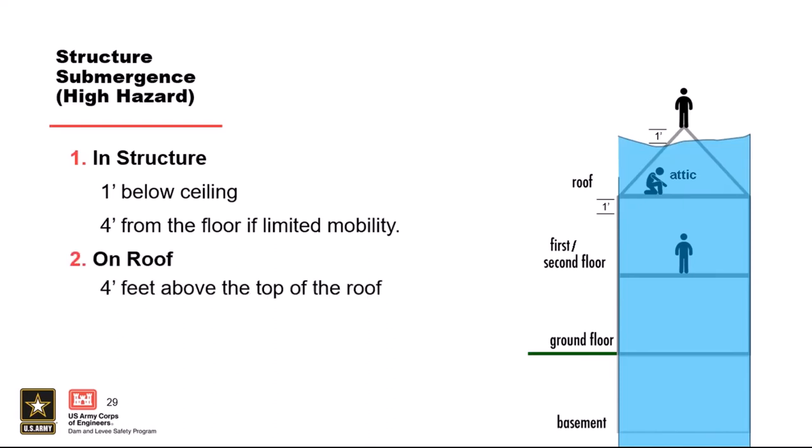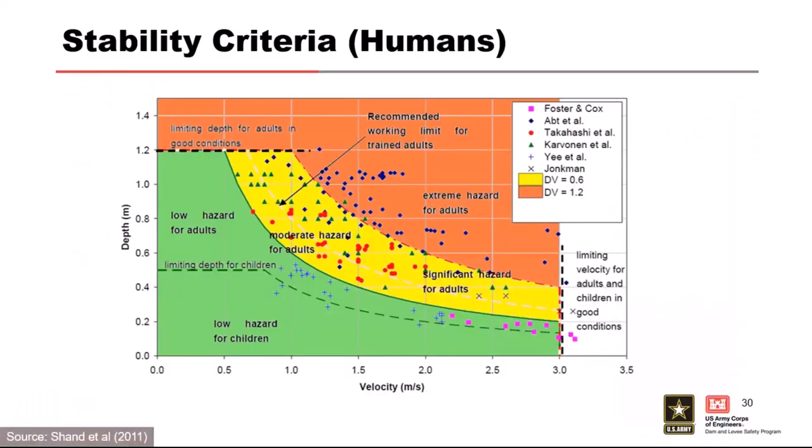If somebody's on the roof, there is no ceiling, so it just becomes a function of depth above the top of the roof. However, if you have enough water to go 4 feet above the top of the roof, I'm pretty sure that structure is going to be collapsed, which goes into another category, which is stability.